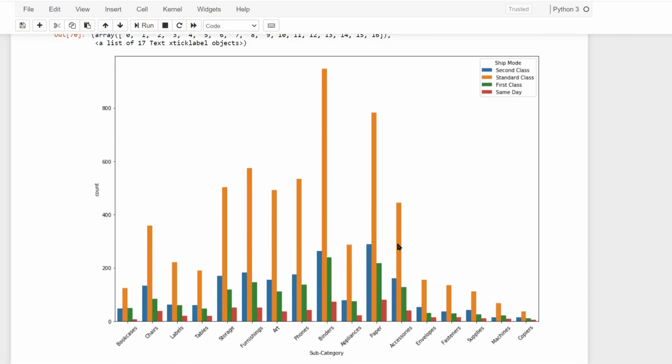Okay, here are the most bought products through shipping modes. As we know that binders are the most bought product, and people buy them through standard class. Standard class is the most loved shipping mode in every domain. If you see, a majority of the products are bought through standard class and least through same day.